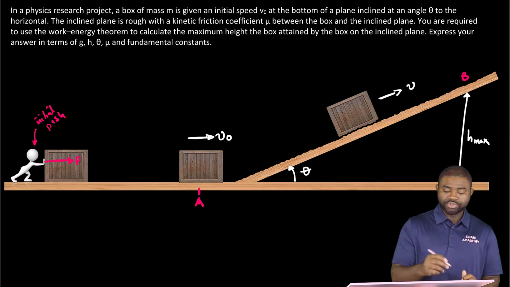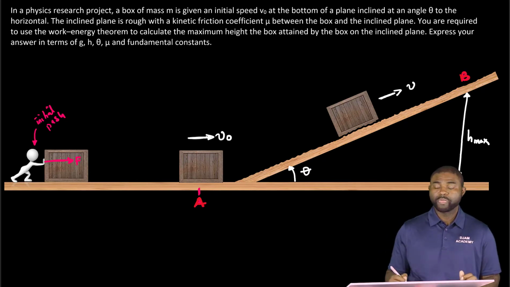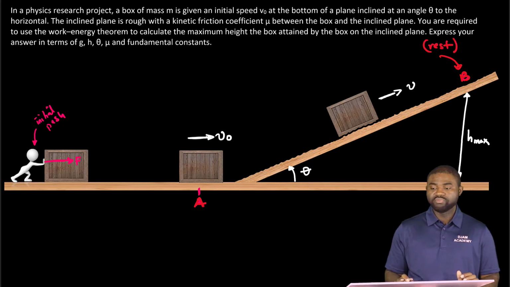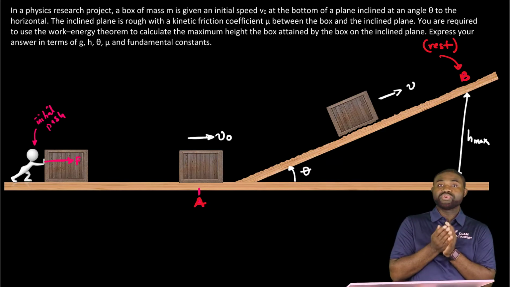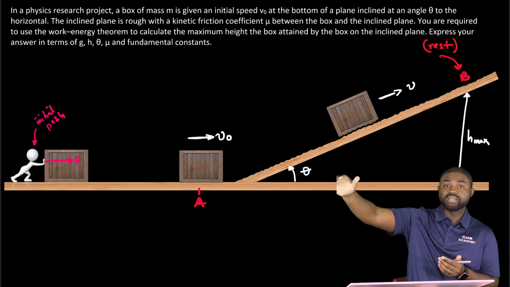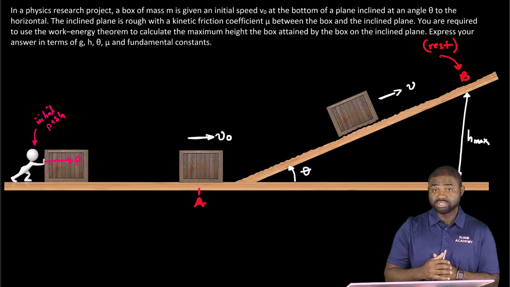So I'm going to choose 2 points. This is point A and this is point B. So the kinetic energy at point A, remember the object at point B is at rest. So what does that mean? It means that the kinetic energy at B is 0. As a matter of fact, at maximum height, whether it is a projectile thrown up and caught again or an object sliding up an inclined plane, at maximum height, the instantaneous velocity is always 0.